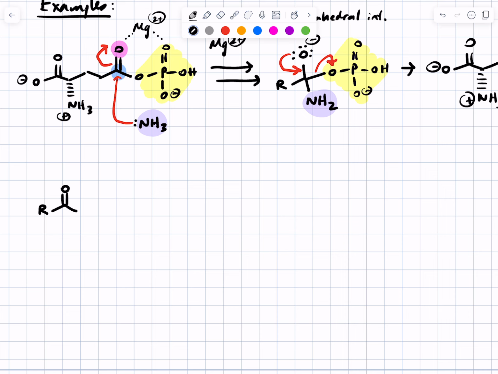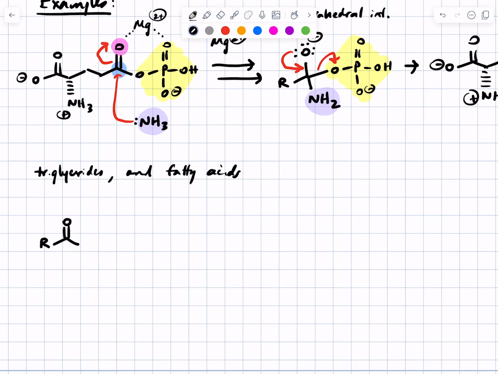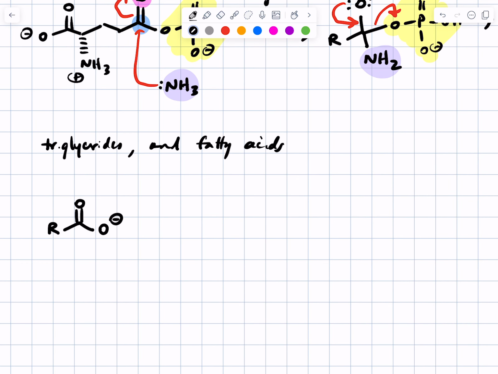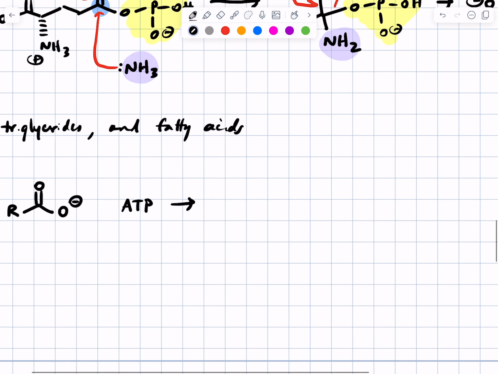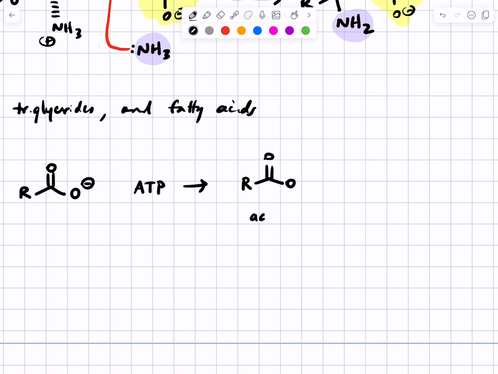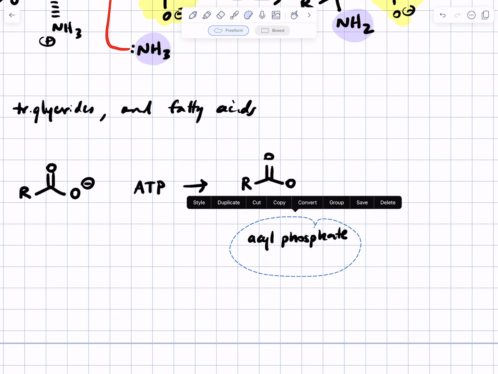So what we'll do now is a step involved in the synthesis of triglycerides and fatty acids. We'll just be general and put an R group over here. You start with a carboxylate, and then you use ATP, and you end up generating a weird version of an acyl phosphate. This is one of the versions of an acyl phosphate where the phosphate itself is attached to something else.